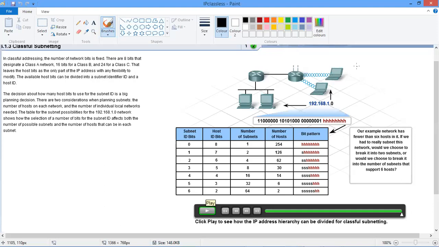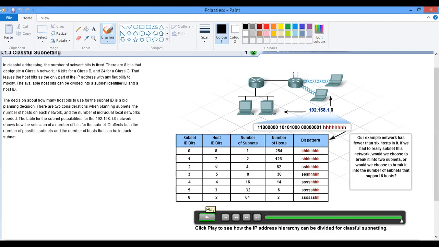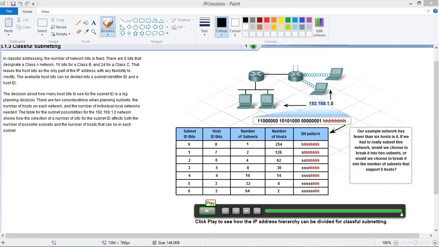I said before, IP subnetting is creating smaller networks from a parent network by modifying the subnet mask. How do you modify the subnet mask? By borrowing bits from the subnet mask. Okay, look at this.